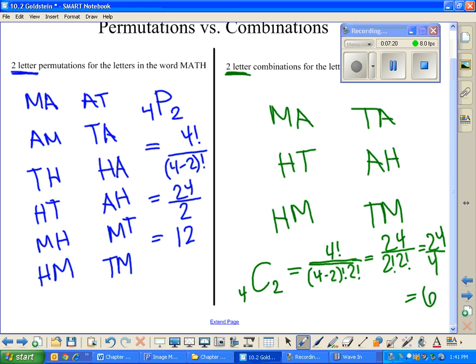So we have 6 different combinations. Just shows you, in the definition you wrote that combinations is a subset, a smaller group. Well, yeah, this is a subset of this. It's a smaller group of the permutations there. Are we okay with that visual? I think that kind of helps to clarify the difference between a permutation and a combination. We're good to move on.